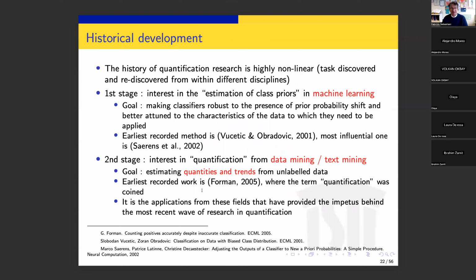So quantification as a discipline has evolved in a highly nonlinear way. It's essentially a task which has been discovered and rediscovered within different disciplines. There was a first stage of interest in this task within machine learning. As I said, in machine learning there was this problem of estimating class priors, prior probabilities, prevalence values in data which were not IID, in data characterized by dataset shift. And why was there this interest? Well, the interest on the part of machine learning research was to make classifiers robust to the presence of prior probability shift, so to improve classifiers for use on datasets characterized by prior probability shift.